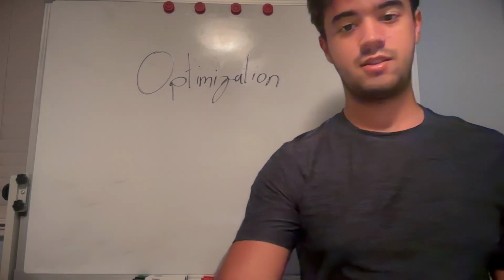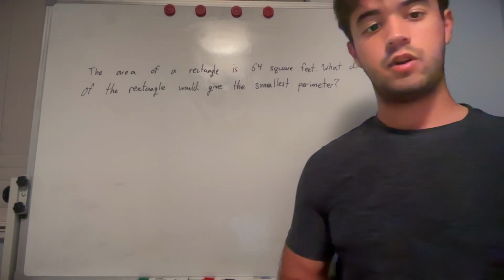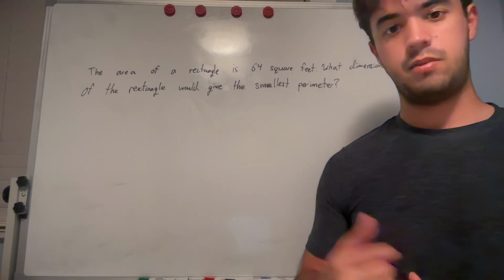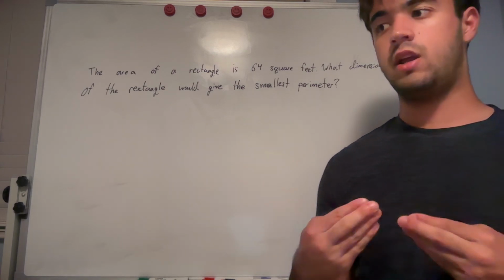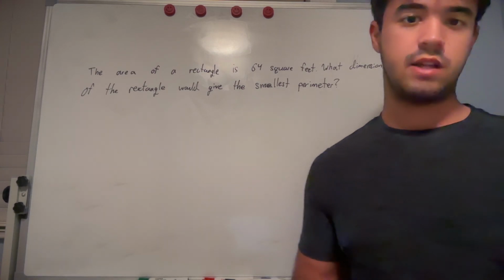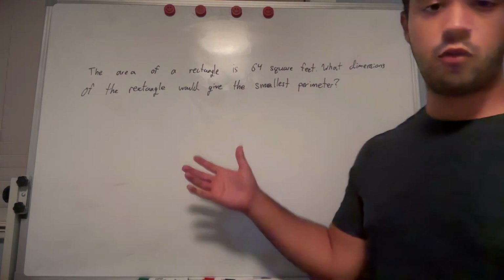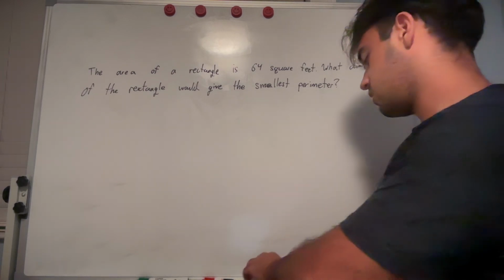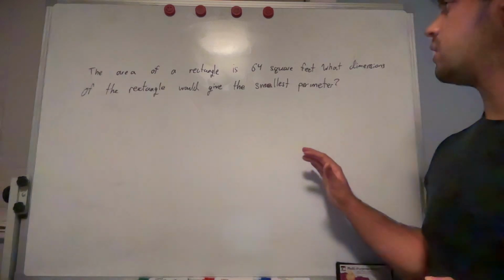So optimization can be a very difficult concept to learn, especially when you're learning it for the first time in AP Calculus, AB or BC, and you don't really understand where to begin. That's the main issue that the students have when they're learning it. So we're going to go over a few problems today and understand how we're going to optimize these problems.